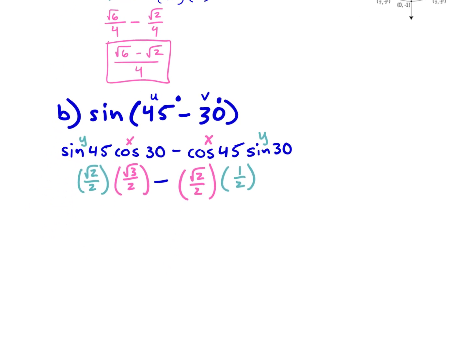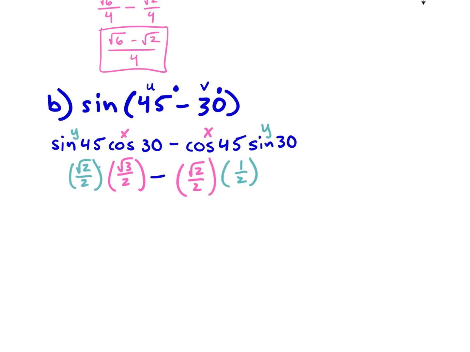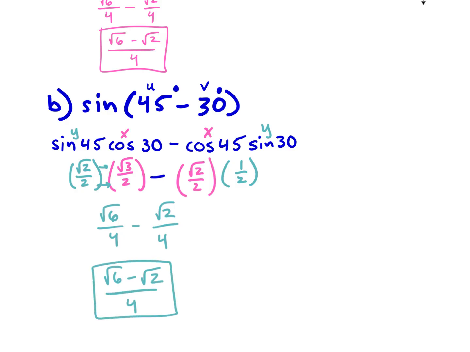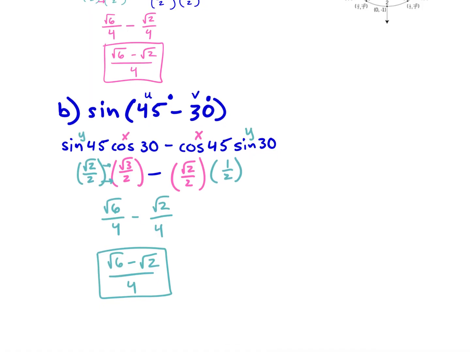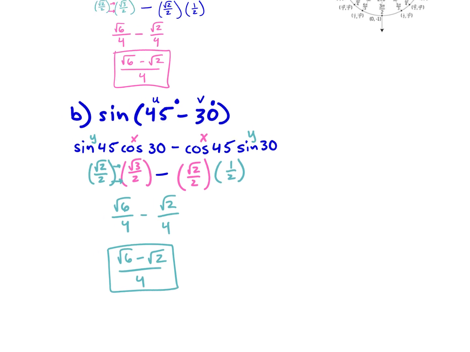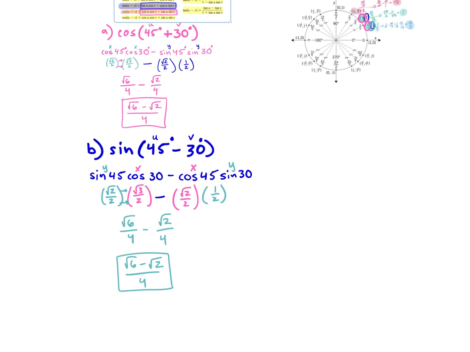So now we're going to multiply these together and subtract. So multiply straight across. We get square root 6 over 4 minus square root 2 over 4. Then we can just subtract these. So we get square root 6 minus square root 2 over 4. Same thing as the answer before. It's not always going to be the same answer, but you are kind of using the same trig function, so sometimes you end up with this answer. But it's not always going to be the same thing.